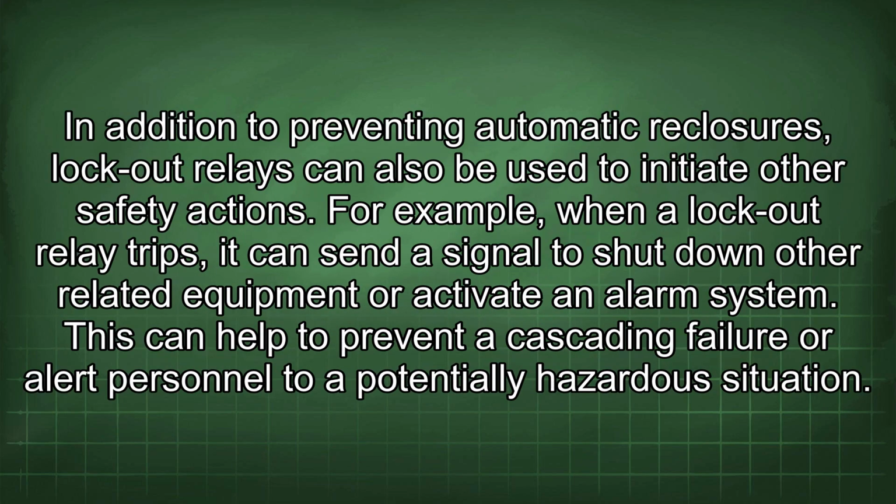In addition to preventing automatic reclosures, lockout relays can also be used to initiate other safety actions. For example, when a lockout relay trips, it can send a signal to shut down related equipment or activate an alarm system. This can help to prevent a cascading failure or alert personnel to a potentially hazardous situation.